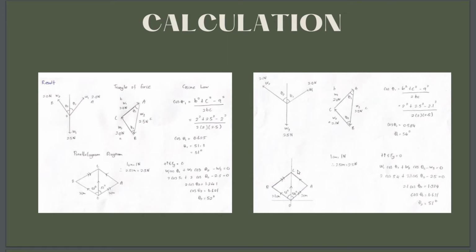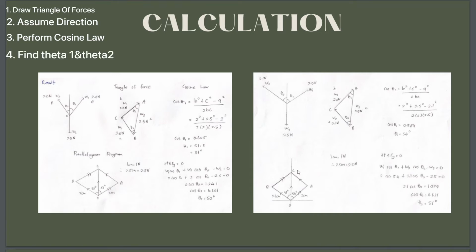So for the calculation, the first step is, from the result that we get from the observation, we need to draw the triangle of force. When we draw the triangle of force, we need to assume the direction correctly. The second step, after we draw the triangle of force, is to solve with the cosine law, where the formula is cos theta 1 equals b squared plus c squared minus a squared divided by 2 multiplied by bc. From this we can determine theta 1.